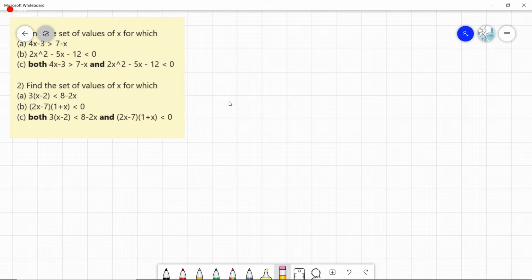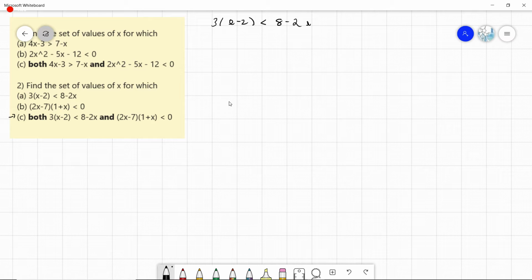About solving very basic inequalities. So this is the first one. I'm going to start from C. I'm going to cover both of them here. So C from this side, therefore 3 open bracket x minus 2 close bracket and 8 minus 2x.